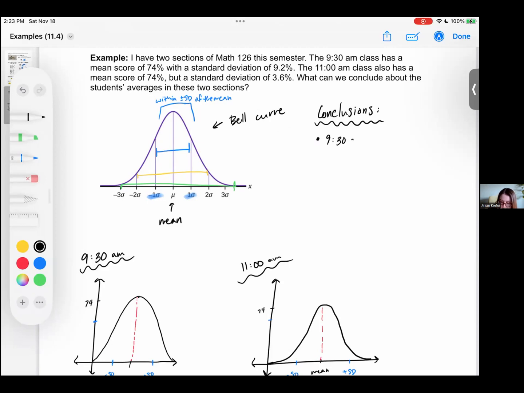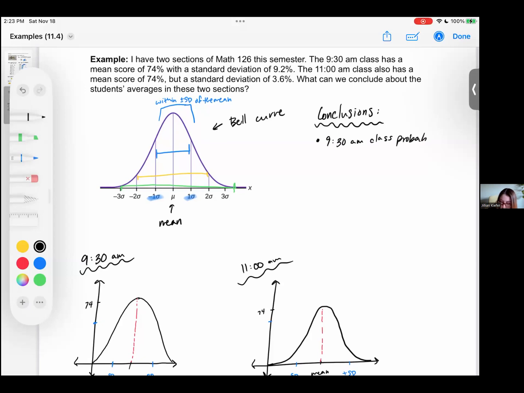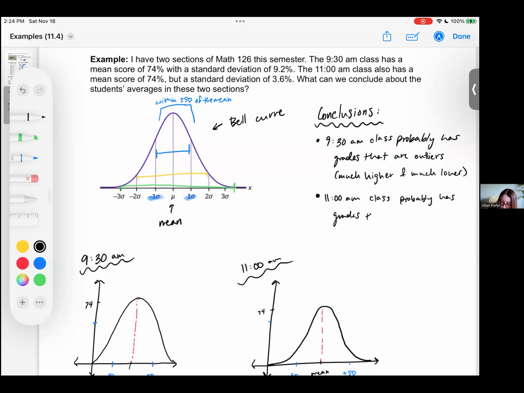So the 9:30 a.m. class probably has grades that are outliers, making them much higher and much lower. Our 11 a.m. class probably has grades that are all very close to the mean.